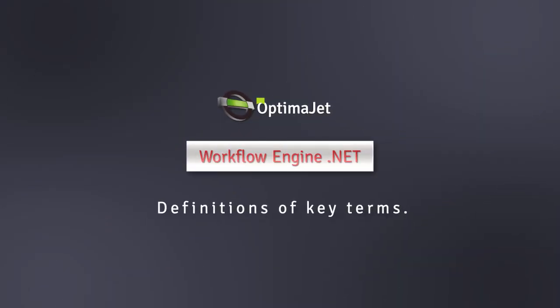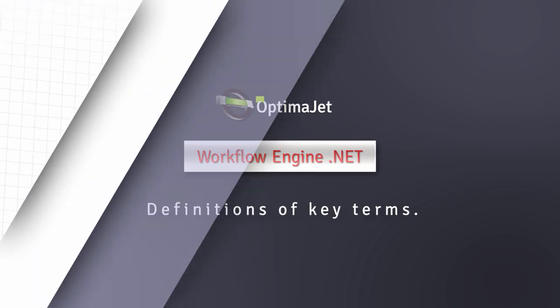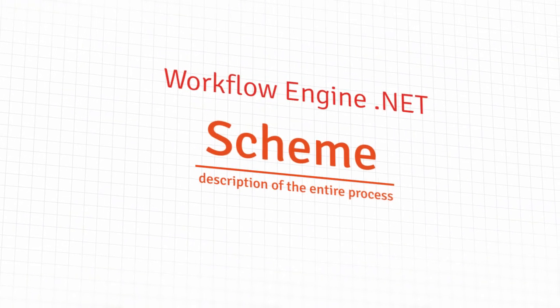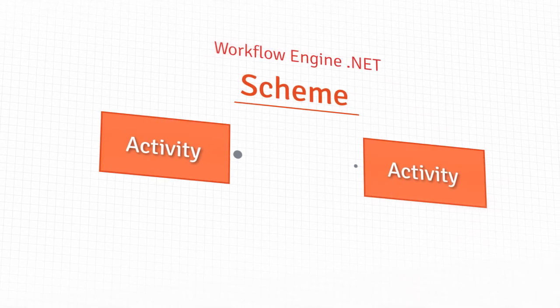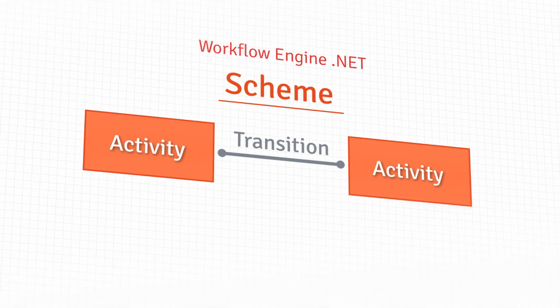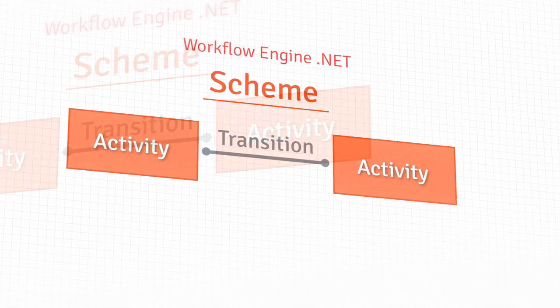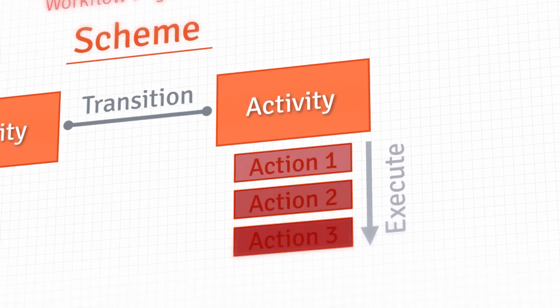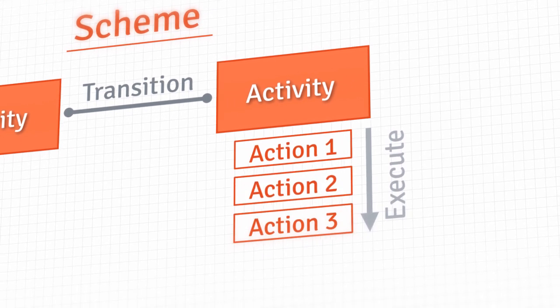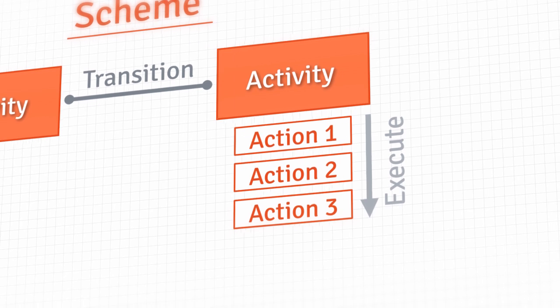Definitions of key terms for WorkflowEngine.net. A scheme is a description of the entire process. It consists of a set of activities, connected by transitions. Activity, a representation of the document status, can contain one or more actions. Action contains method calls that are executed once the process reaches a specific activity.